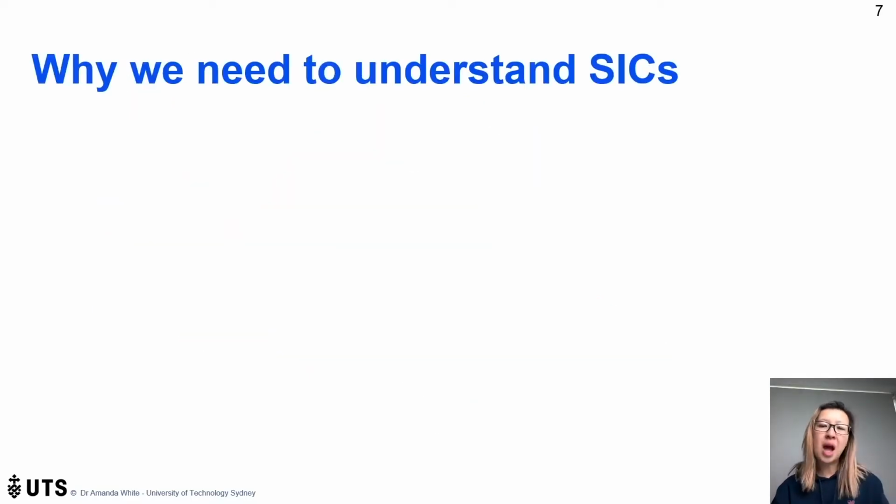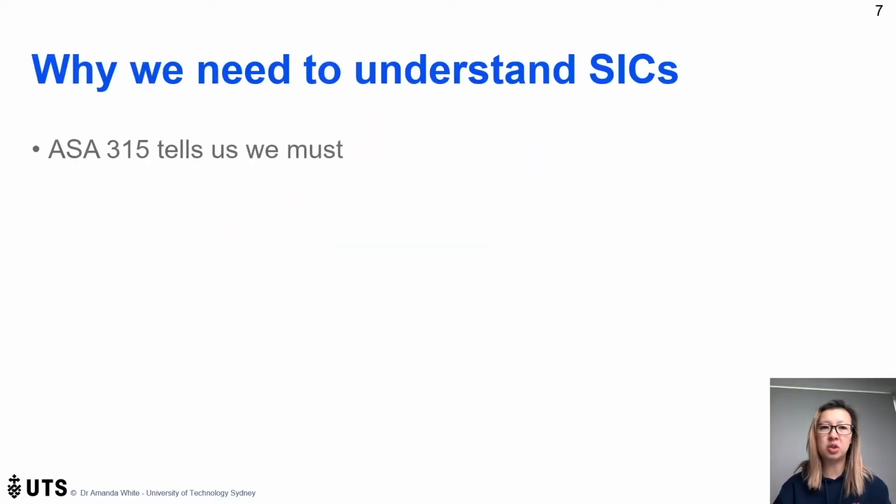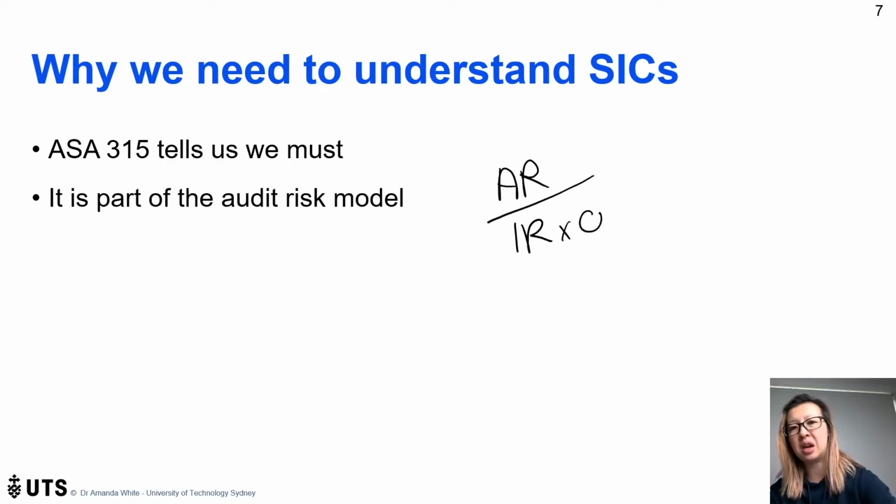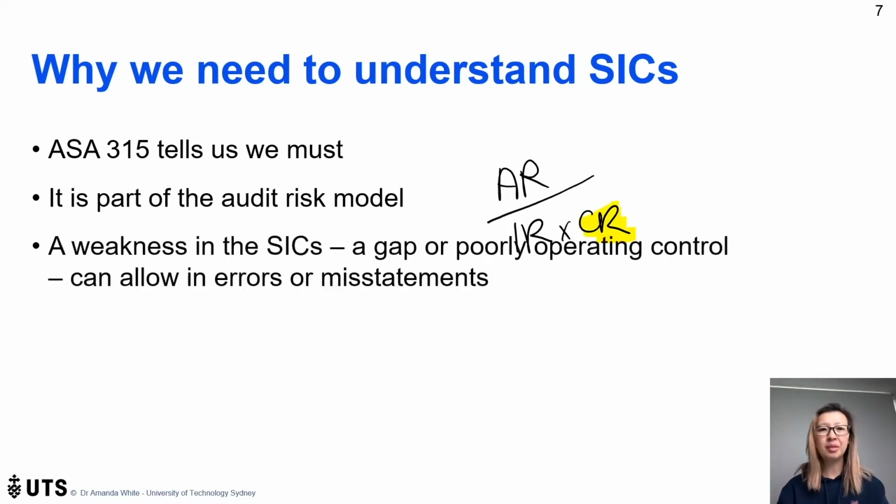So to sum up, why do we need to understand systems of internal control? Number one, ASA 315 says we must. So in that standard, it says we have to understand them. Number two, it's part of the audit risk model. Remember, our audit risk model is AR over IR times CR. So if I don't have CR over here, I'm going to be a bit stuck in trying to use the model. Number three, a weakness in the internal controls.